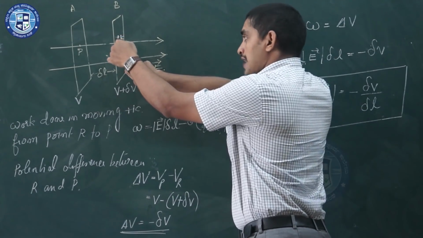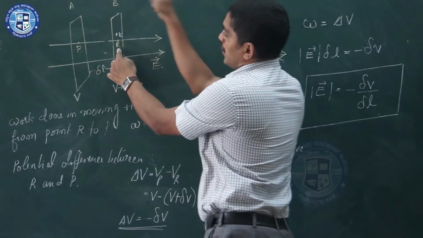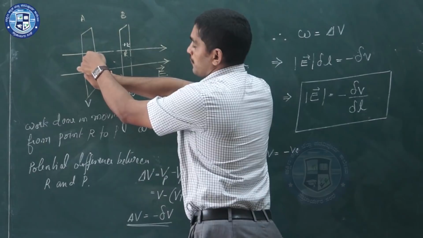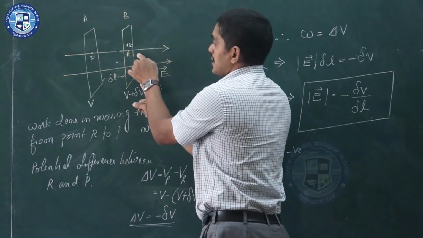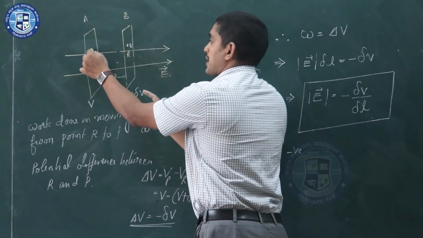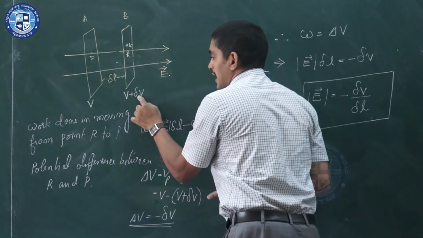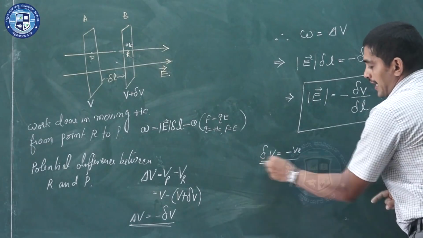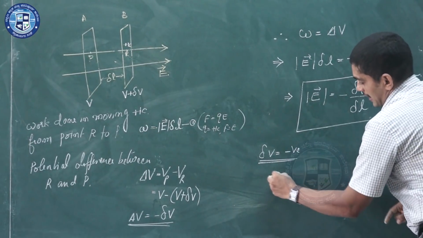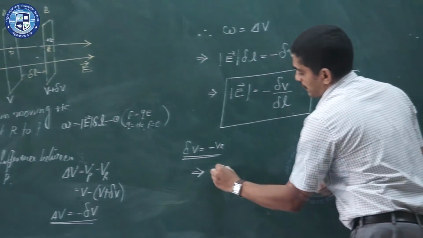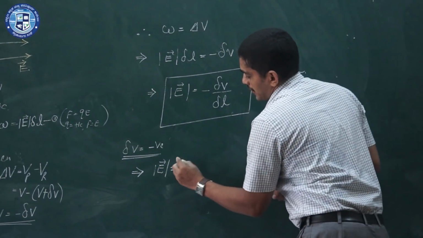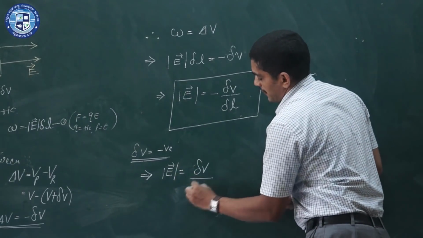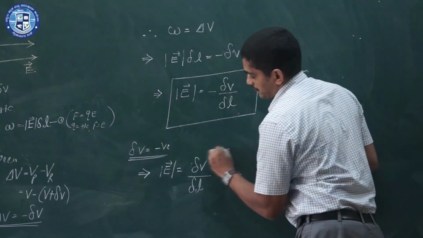So, obviously, the work we have to do to bring a unit positive charge from infinity to R is slightly lesser than the work we have to do when we bring a unit positive charge to P. That is why potential at R is lesser than the potential at P. So, obviously delta V should be negative. So, delta V is already negative. You can write that this implies magnitude of E is equal to minus becomes plus, I can write delta V by delta L.